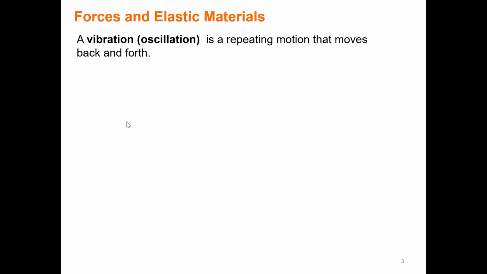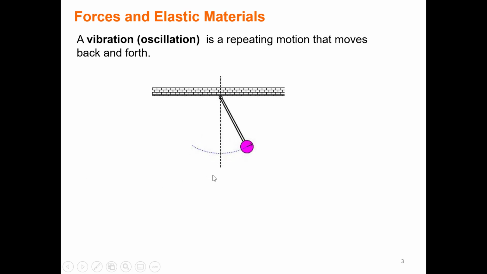Then what is a vibration? A vibration is a repeating motion that moves back and forth, as for example the vibration of the pendulum. One thing is that a vibration always occurs around the equilibrium position. In this case, this line corresponds to the equilibrium position, and the pendulum is moving back and forth around this line.